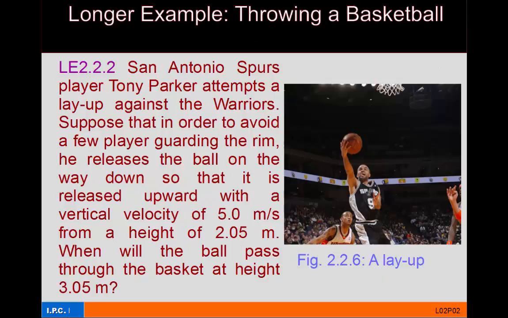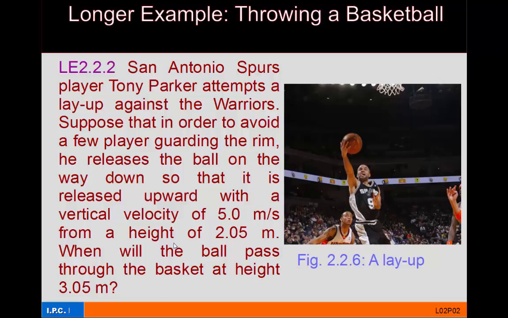All right, I wanted to do a second example before calling it quits on this lecture set. This one is a freefall motion example. You have the San Antonio Spurs player Tony Parker, and he's attempting to make a layup against the Warriors. Somehow he is trying to avoid some people who are guarding the rim.